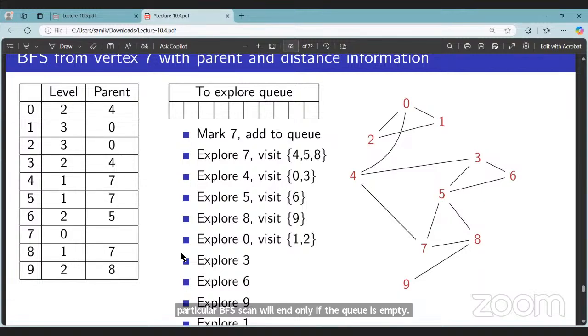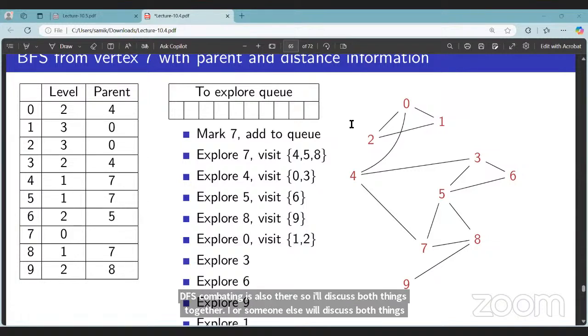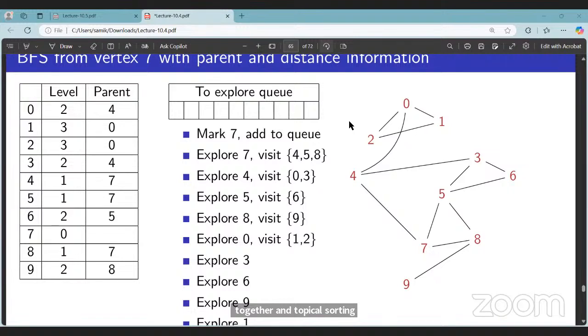Okay, so we will discuss BFS tomorrow, because DFS numbering is also there, so we'll discuss both things together. I or someone else will discuss both things together and topological sorting. Is that fine for you guys? Ma'am, when are you going to be conducting tomorrow's session? I'll let you know, possibly in the morning. I have to discuss with Vishal sir about this. That's all.